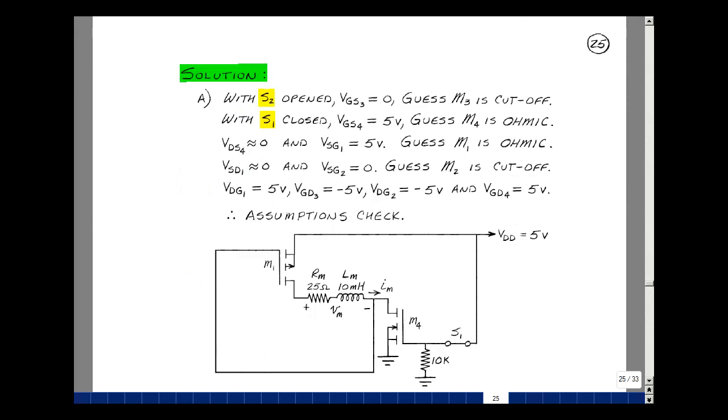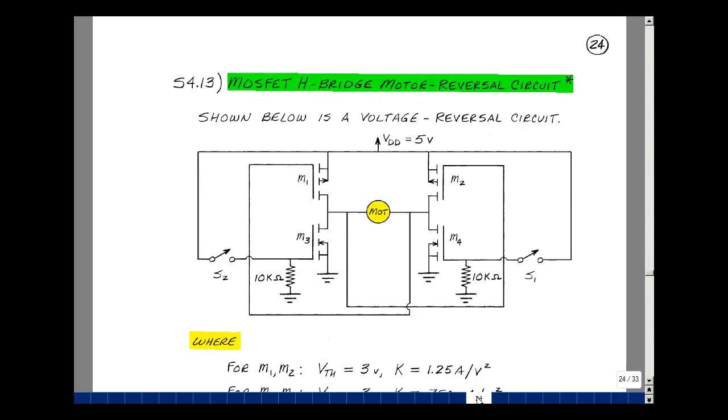In our first task, S2 is open and S1 is closed. Let me go to the previous page and let's do this part right on the drawing. Back on page 24, we've now got the switch S1 closed and I've got S2 open. With this switch open, there'll be no chance for getting any current or any voltage across here. That's going to give me a gate to source voltage of 0, which makes this an open circuit, or cutoff. With this switch closed, I've got 5 volts across the gate source.